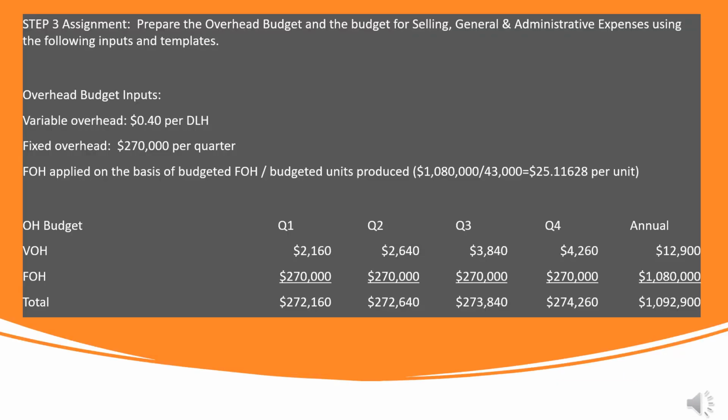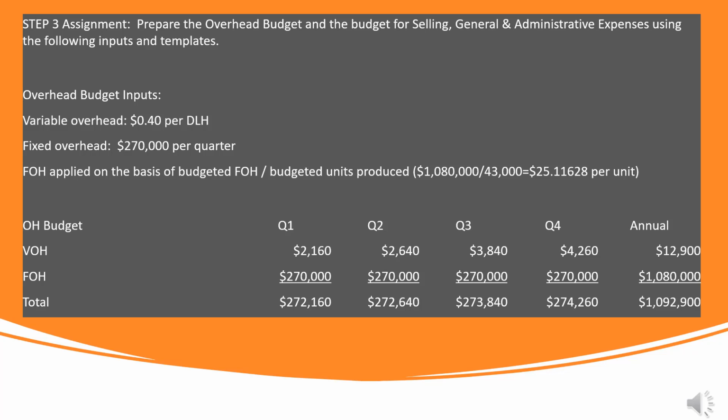We will now prepare our manufacturing overhead budget. The overhead budget includes a variable component as well as a fixed component. Now, the fixed component is given to us at $270,000 per quarter, and so this amounts to $1,080,000. This includes depreciation of $60,000 per quarter. You may recall that calculation in a previous slide.